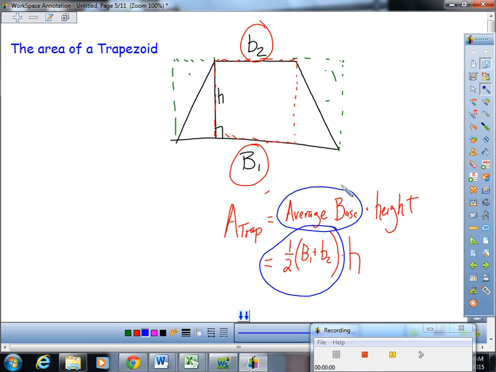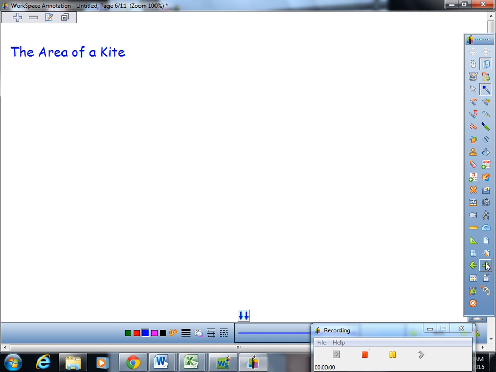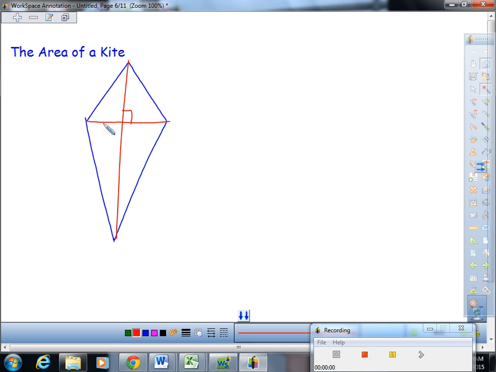Feel free to rewind the video at any time, pause it to make sure you're taking the right notes. The area of a kite is next, okay? So, a kite can kind of be thought of similar to a rhombus because a kite has diagonals that are perpendicular to each other. The difference is only one of them is the perpendicular bisector of the other one.